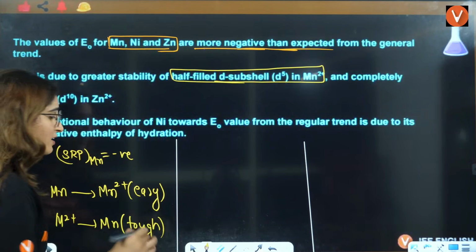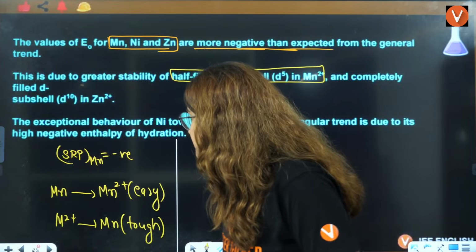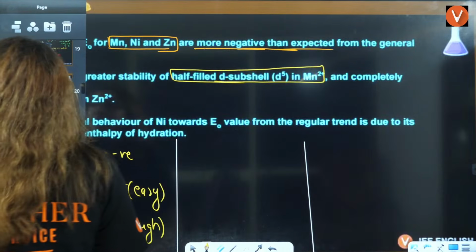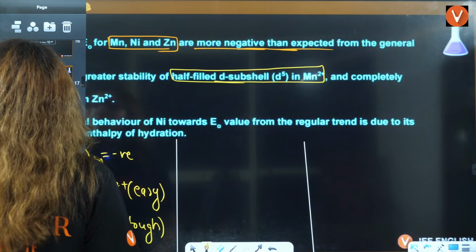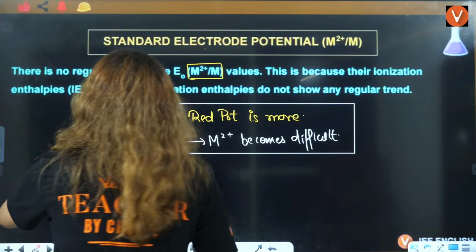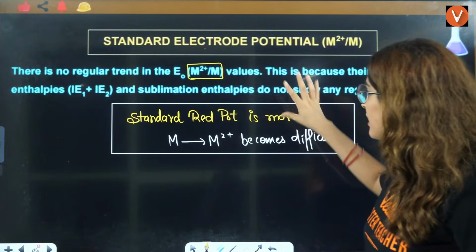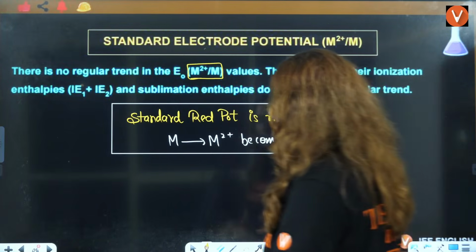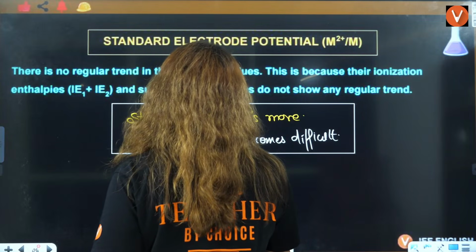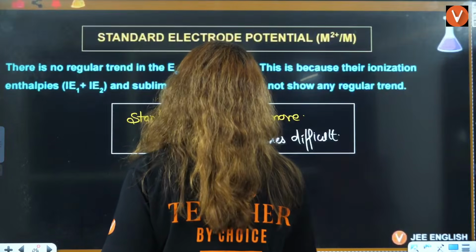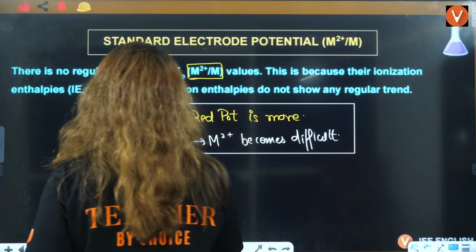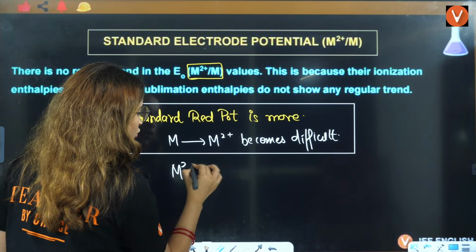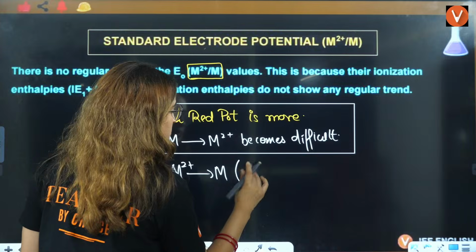I'm simplifying these things for you, okay? If I am saying that the reduction potential is negative, what I told you here, if the reduction potential is negative, guys, what do you mean by that thing? Reduction potential negative. Okay, I'll write it this way. That means M2 positive to M is easy.